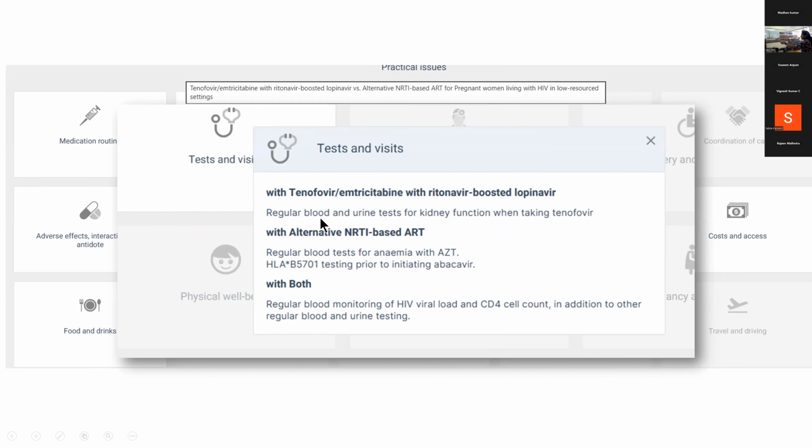If I click on the tests and visits, it tells me with tenofovir, you just need regular blood and urine tests for kidney function. If I used abacavir, I would need to do HLA B5701 testing. So this actually is very easy for patients to use.